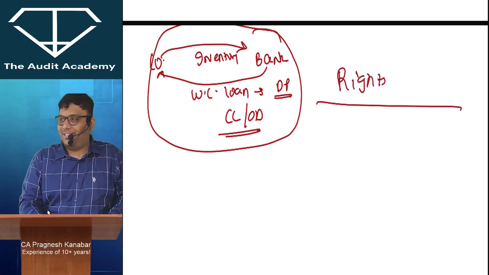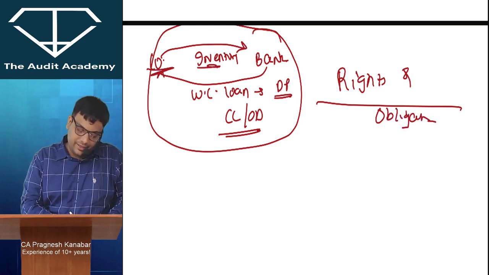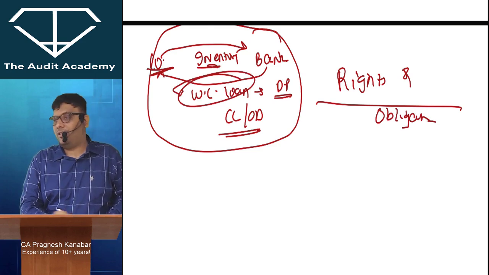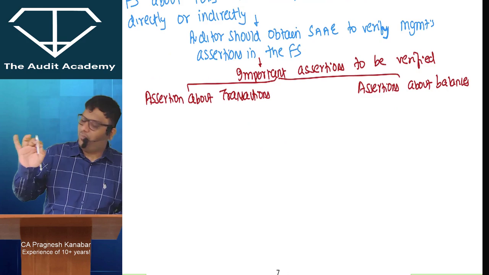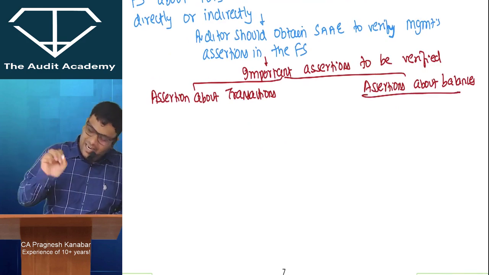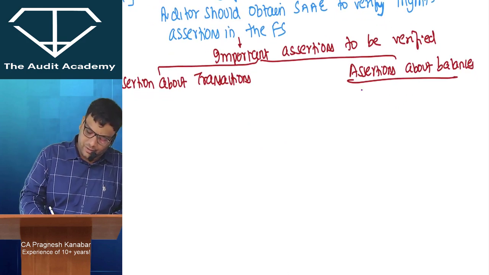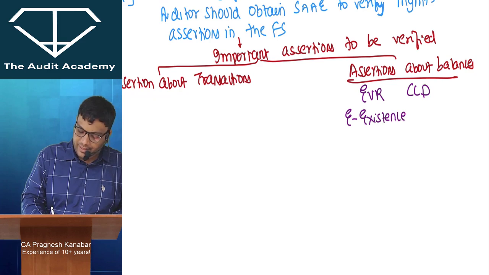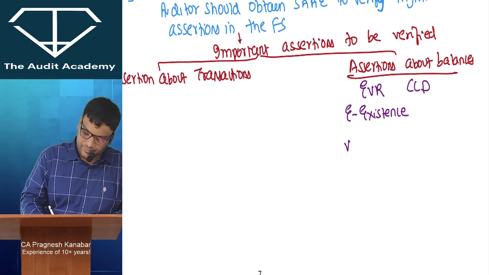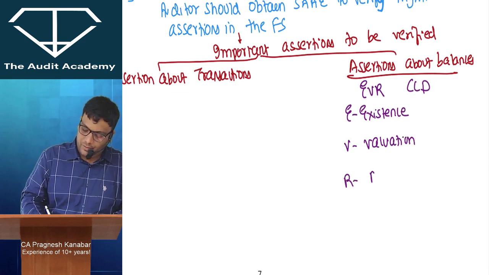Rights and obligations. What are the rights over the inventory of the company and what are its obligations? So listen to me very carefully. Any item of the balance sheet, you always want to verify EVR CCD. You want to verify whether it is in existence or not. You want to verify the valuation. You want to verify the rights and obligations. Start writing, please.